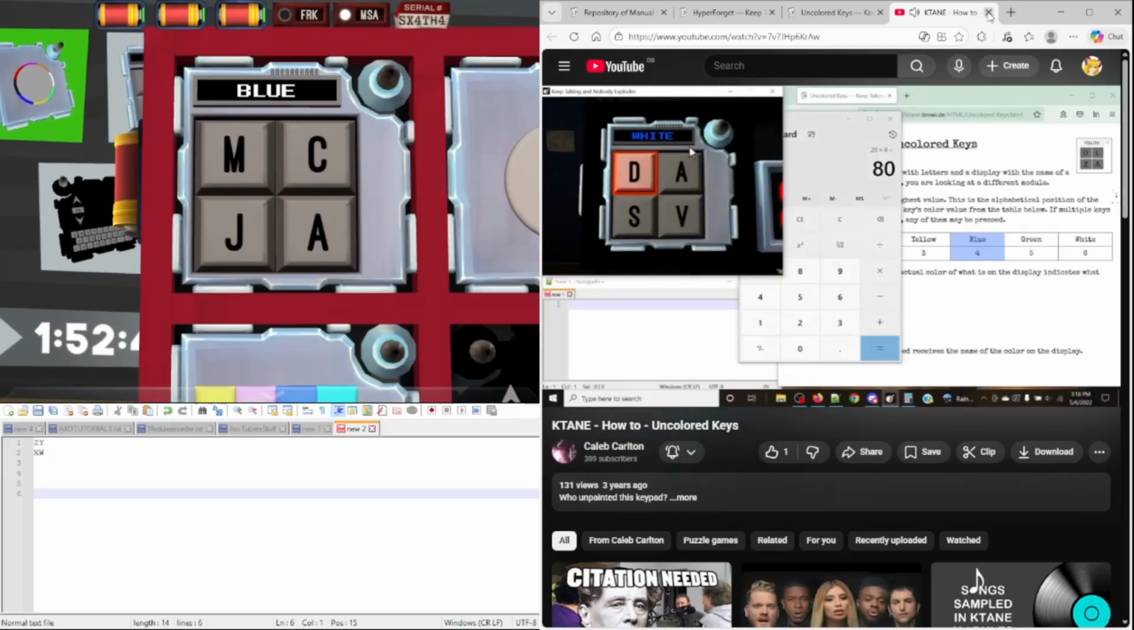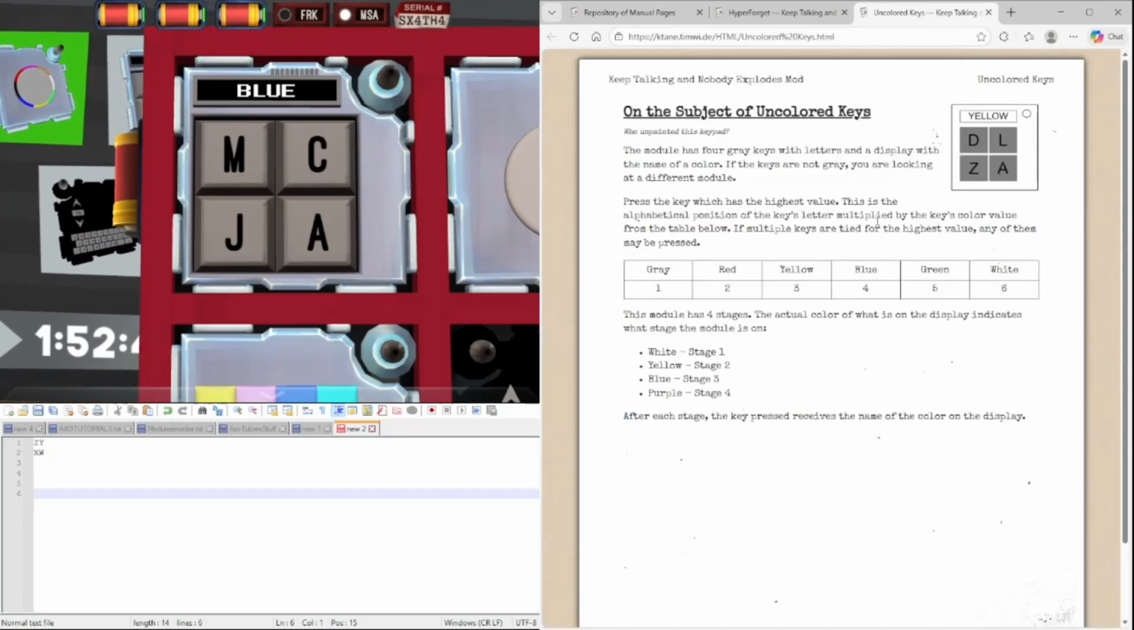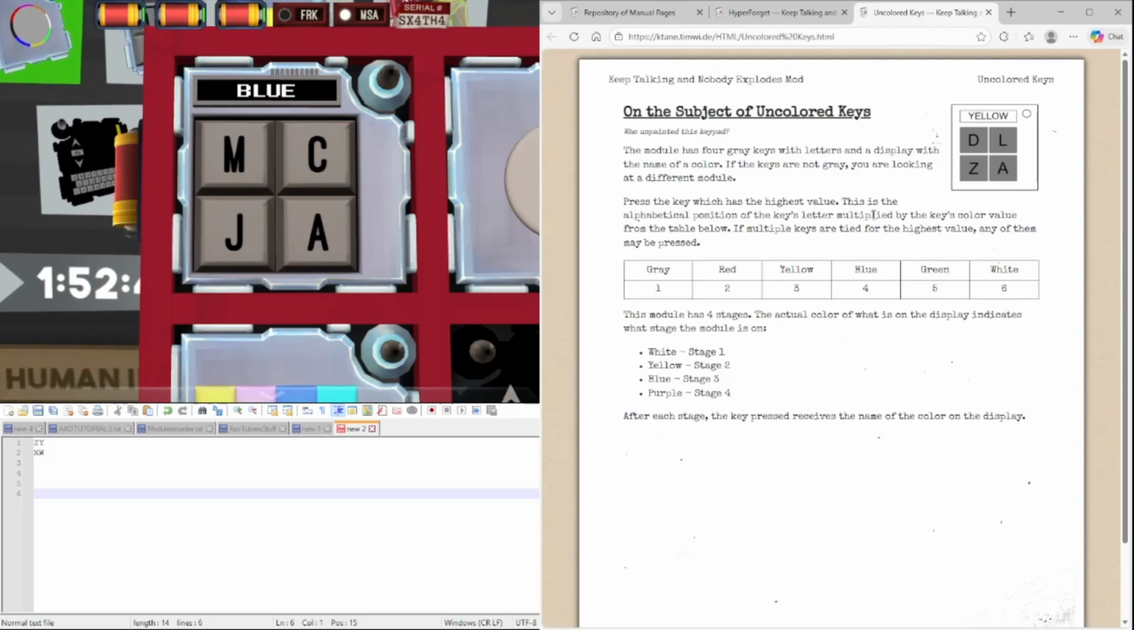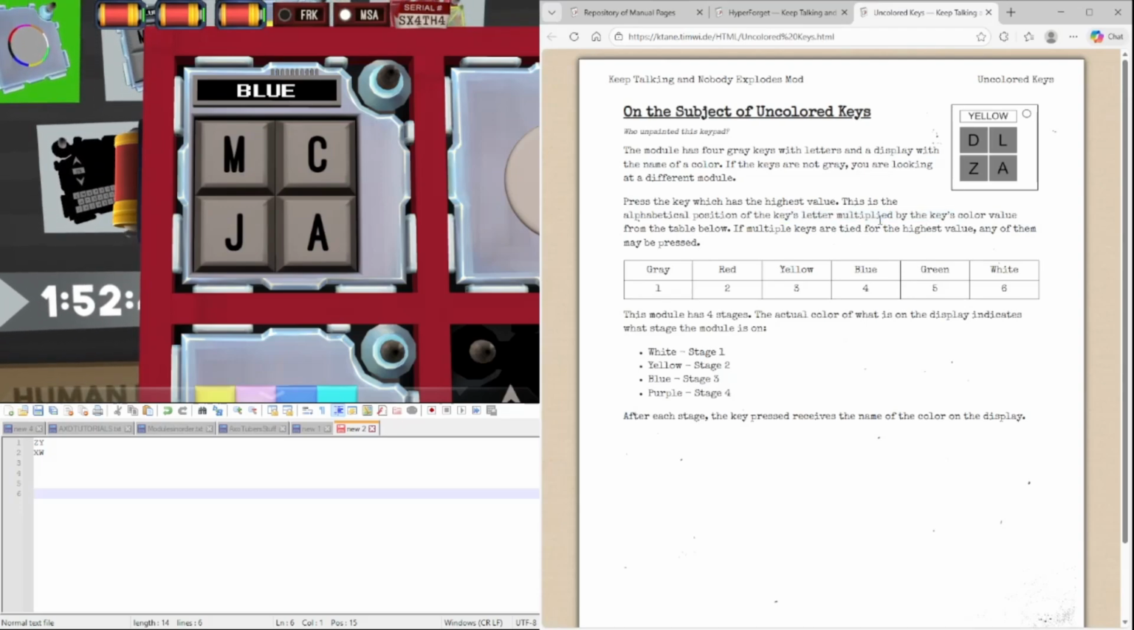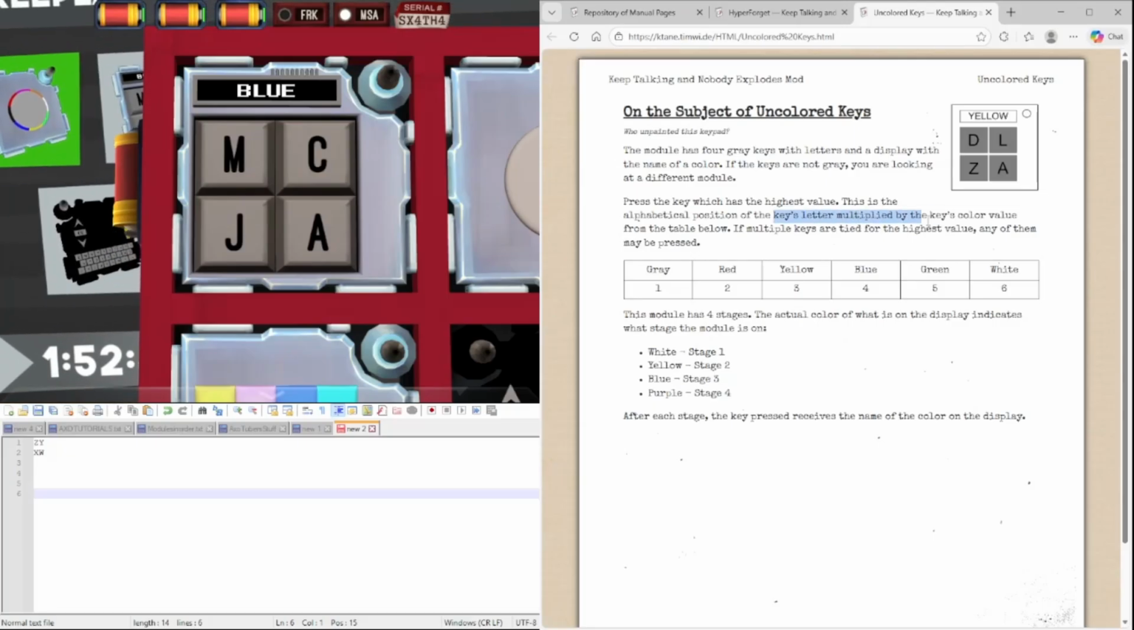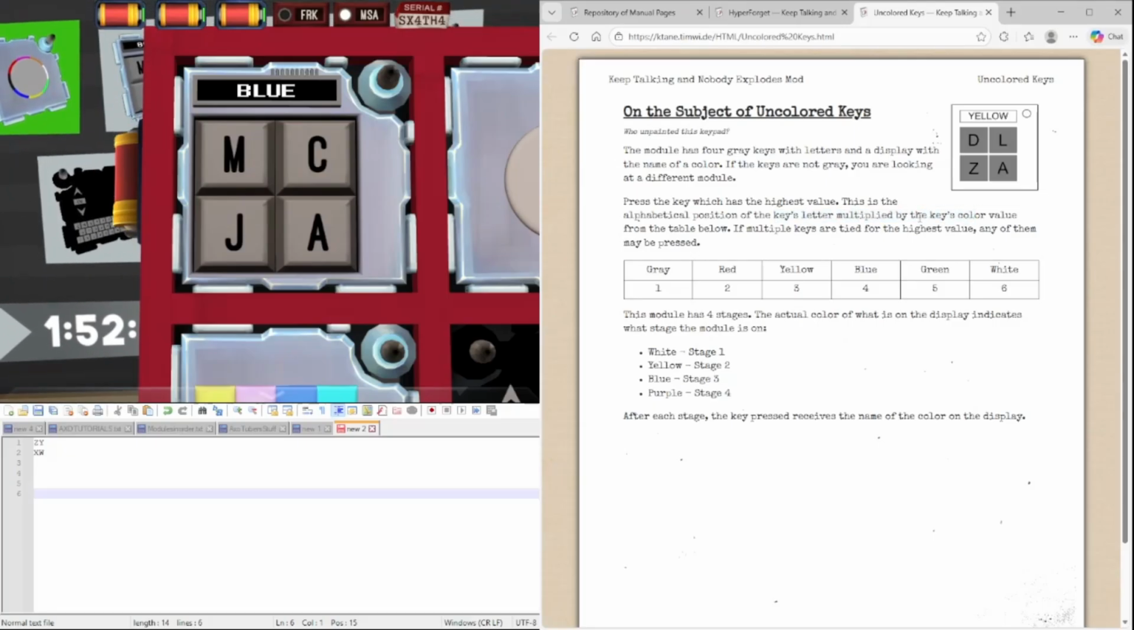Yeah, so it's the colours of the keys. Yeah, the keys' letters, I'm stupid. The key letters multiplied by the keys' colour, not key colour, keys' colour.